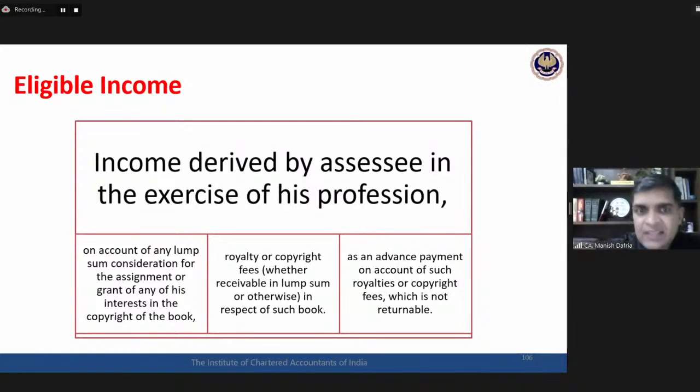So a lump sum consideration for granting the copyright of the book, a royalty or copyright fees on a regular basis, or an advance payment, basically any income related with that particular book. I am authoring a book, and with respect to that book, any kind of income I am getting, 80QQB deduction is available. Who am I? I am an individual resident in India. Who, what is the income, how much?